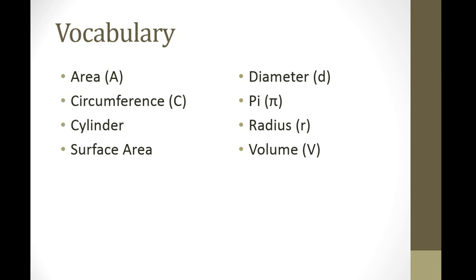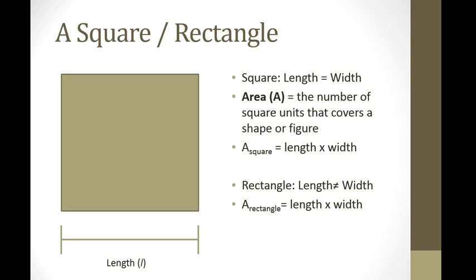So the vocabulary for today, we're going to be dealing with the concept of area, which is symbolized by a capital A, the circumference, which is a capital C, cylinders, surface area, diameter, which is a lowercase d, pi, which has its own symbol, radius, which is a lowercase r, and volume, which is a capital V. So let's go ahead and get started with squares and rectangles.